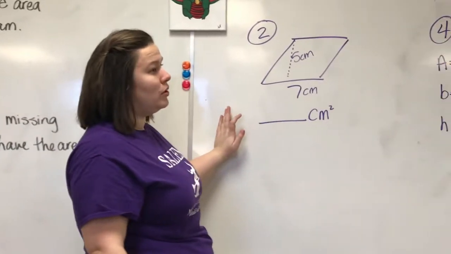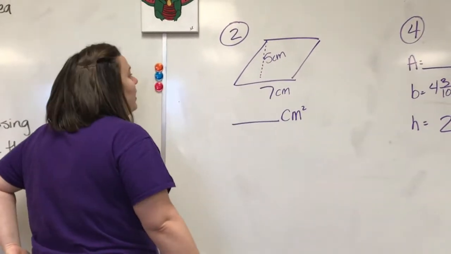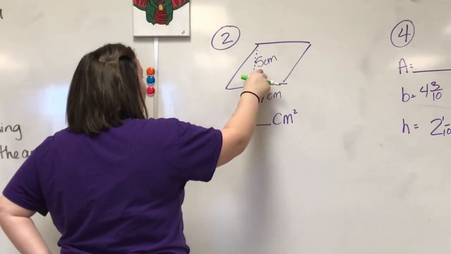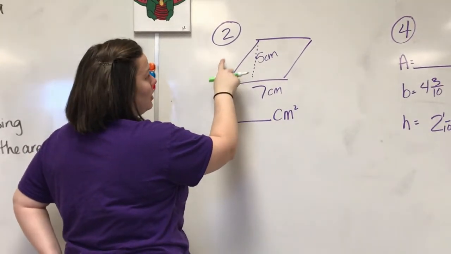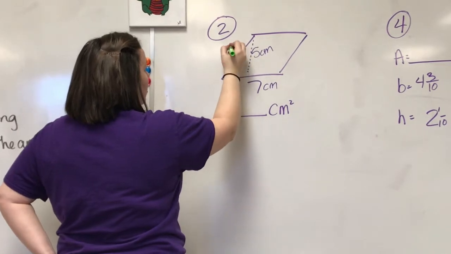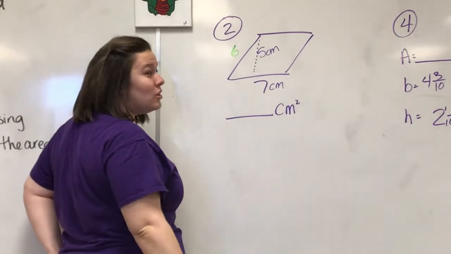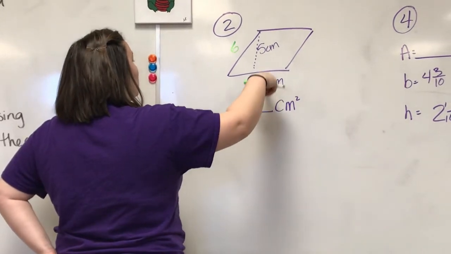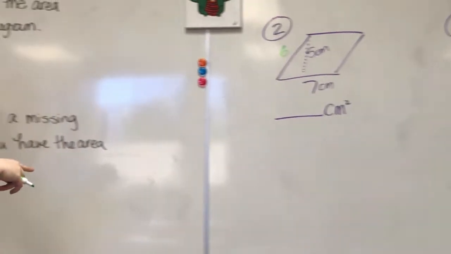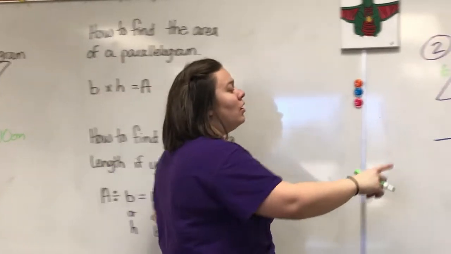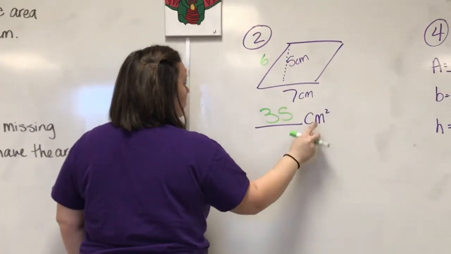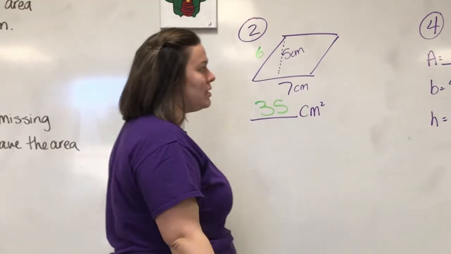Number 2 in your book. It is wanting you to find the area. Here's your base, here's your height. It didn't try to fool you on this one and give you a missing number, but hey, I'm gonna put it there just so you can get in the habit of ignoring it, okay? How do we find area? Base times height. 7 times 5, 35 centimeters squared. Pretty easy.